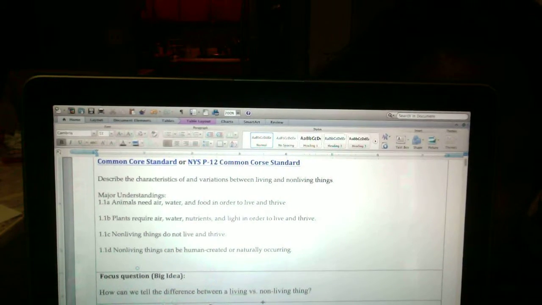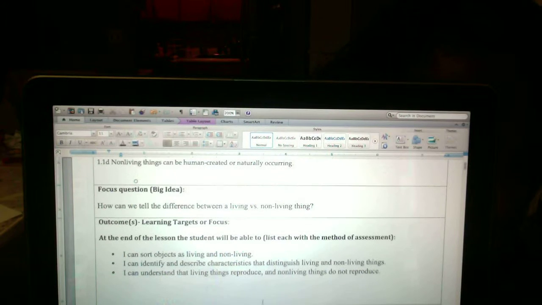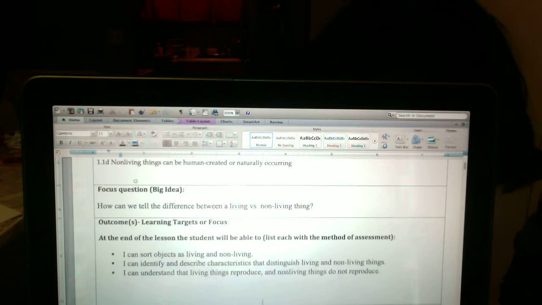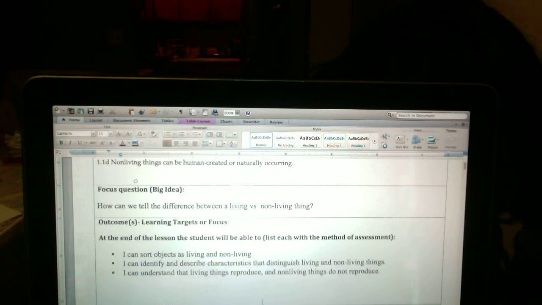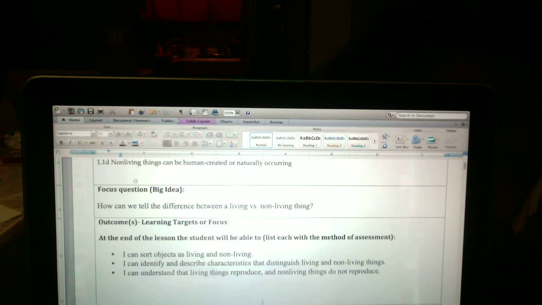My learning targets are that by the end of this lesson, students can sort objects as living and non-living. Students can identify and describe characteristics that distinguish living and non-living things. Students can understand that living things reproduce and non-living things do not reproduce. Some of the materials that I would need are a science reading about living versus non-living things, a KWL chart, magazines, pencils, a projector screen, a science notebook, and a living and non-living things chart, as well as post-its.